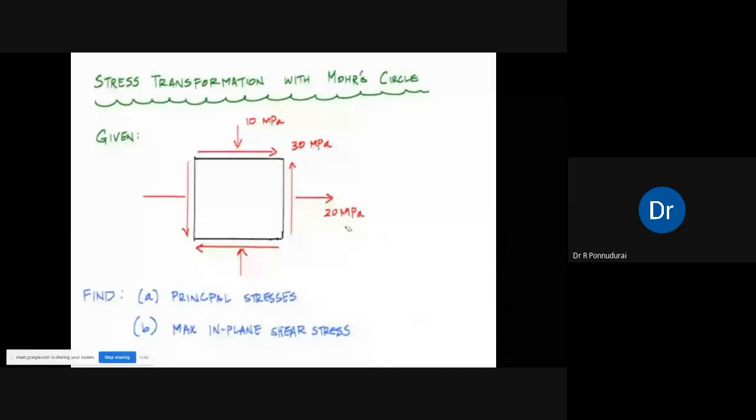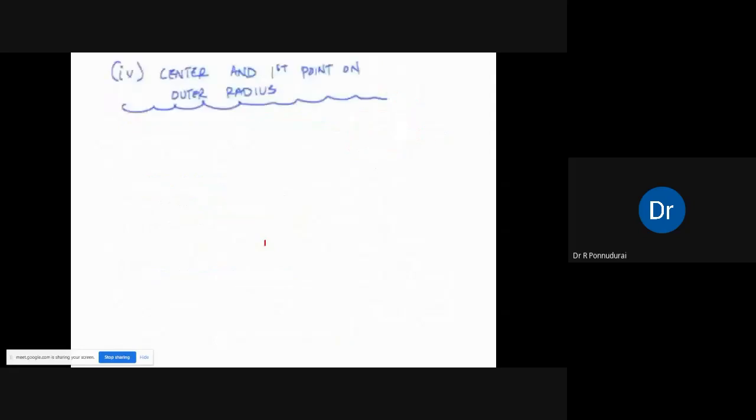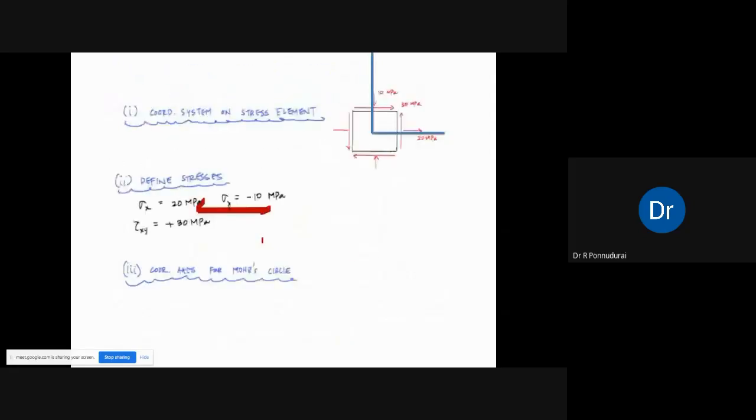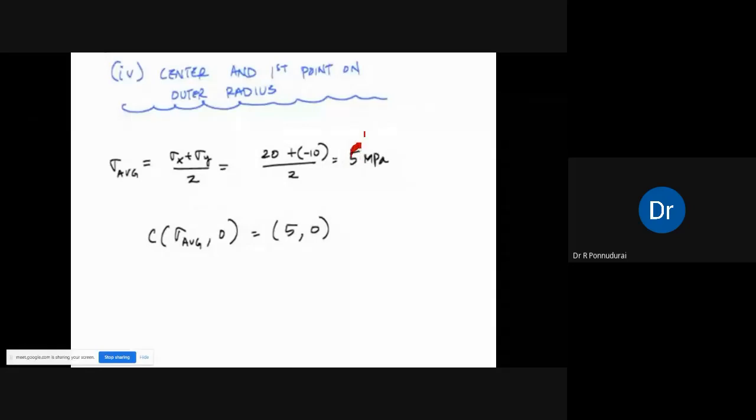Sigma x is 20, sigma y is minus 10, divided by 2 will be the sigma average. Sigma x 20, sigma y minus 10, tau xy is plus 30. The coordinate axes are sigma for the x axis and tau for the y axis. So sigma average is equal to 5 comma 0. Sigma average comma 0 is the center point of the circle. So the first step is to find the center point and mark it on the graph sheet.